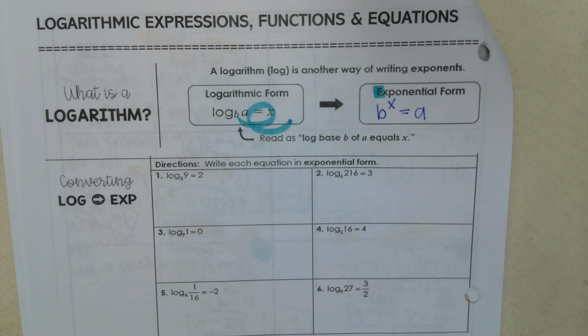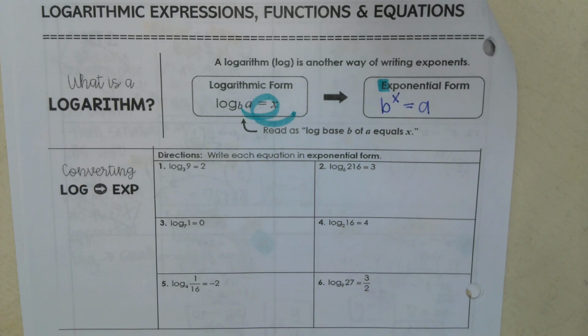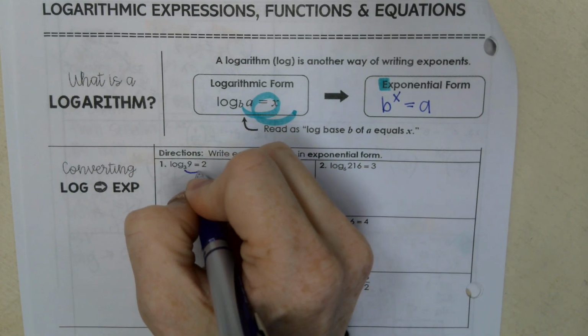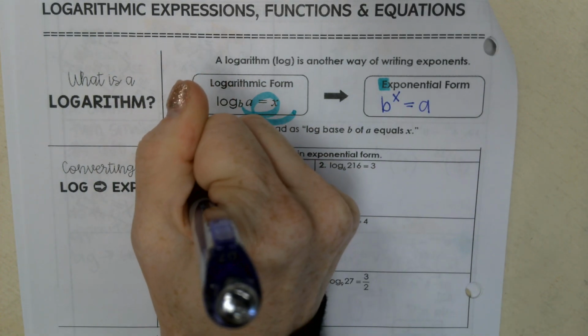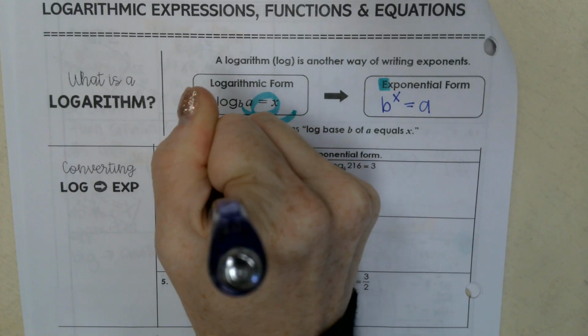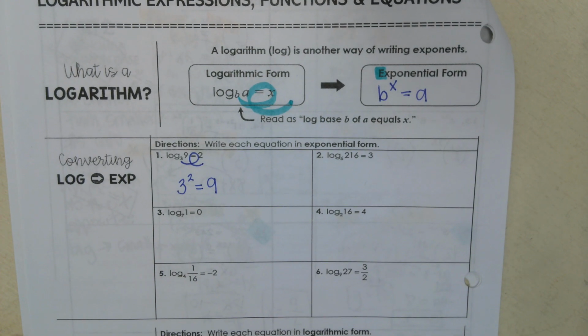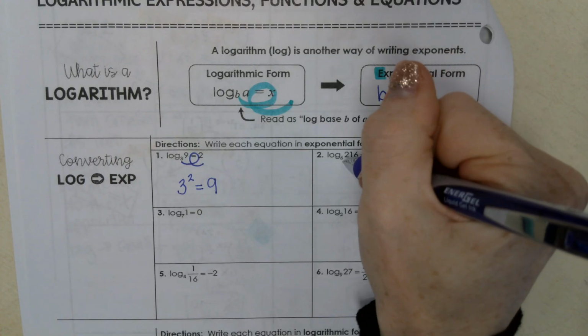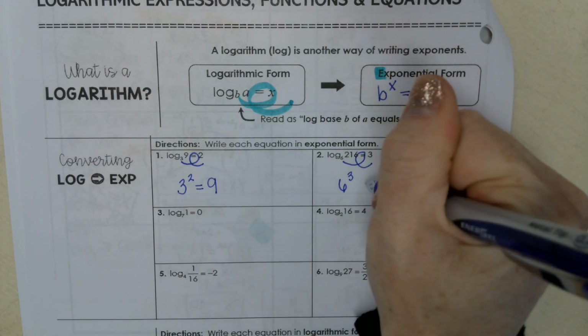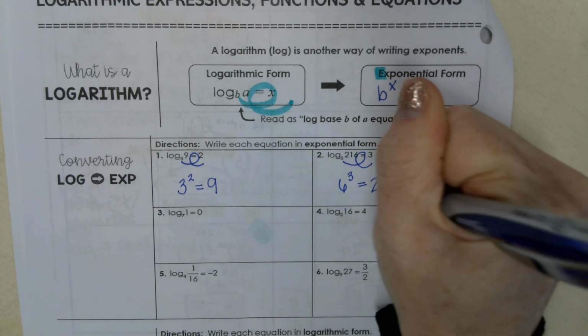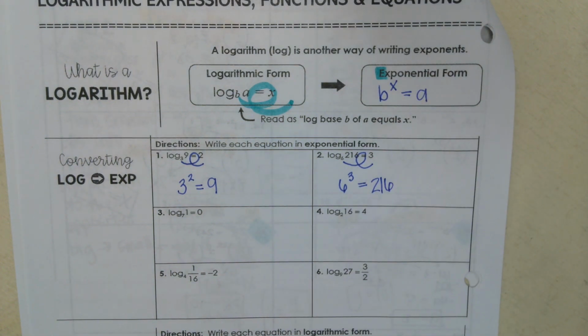So let's start out just converting. Short, sweet, and simple as that. I am starting with my base. Here my base is 3. I'm going to say 3 to the second power equals 9. Do you agree that that's a true statement? All right, I'm going to rewrite this in exponential form. This is 6 to the third power equals 216. Once again, that is a true statement.